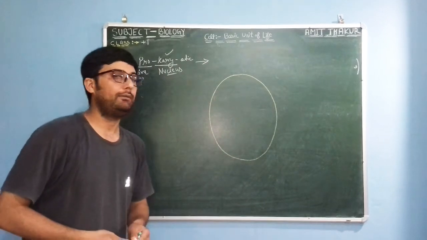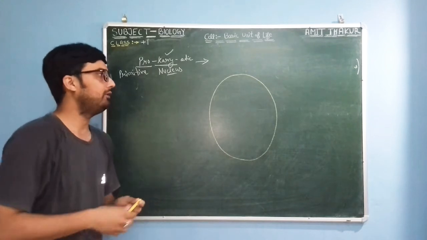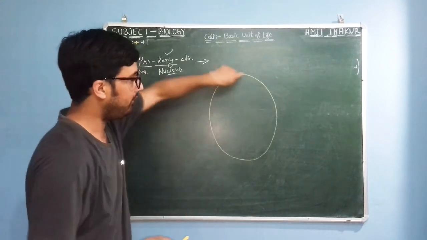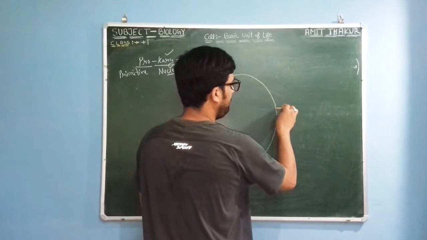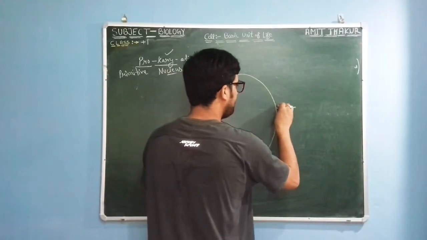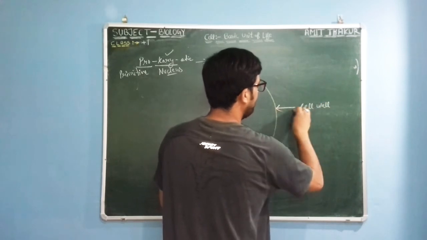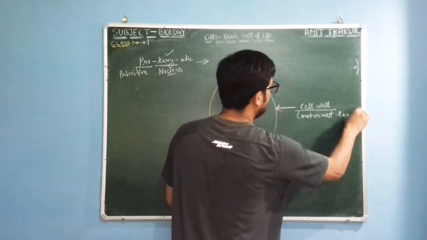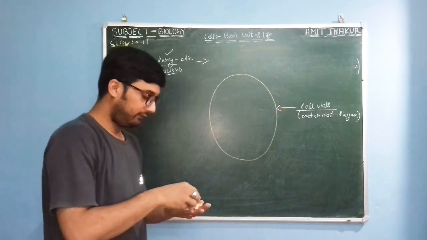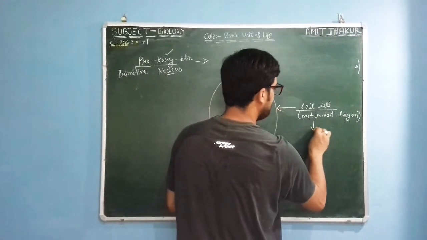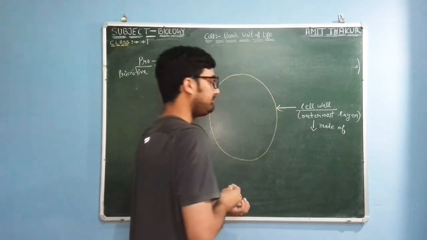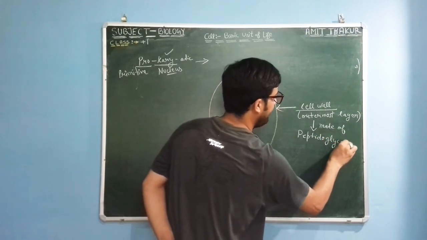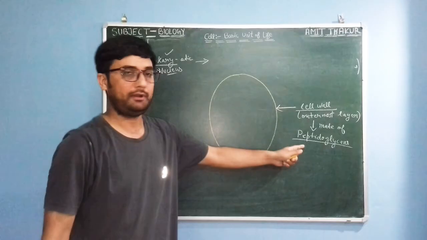The prokaryotic cell is enveloped by two layers: one is the cell wall and then the cell membrane. The outermost layer of the prokaryotic cell is the cell wall. This cell wall is made of peptidoglycans.